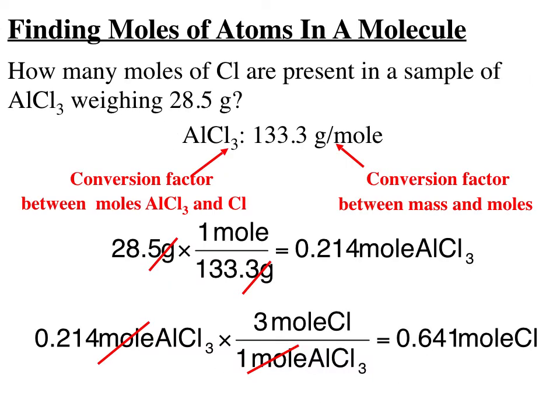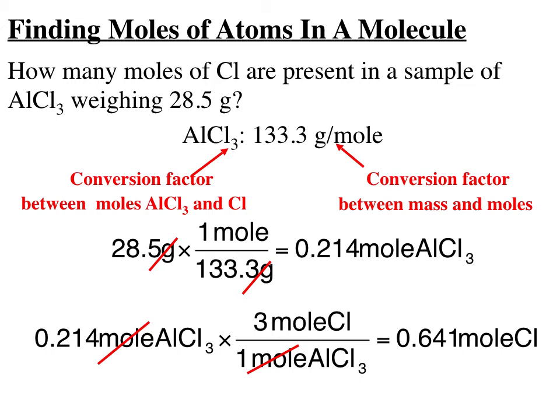Look at how to find the number of moles of a particular atom in a given molecule. So let's suppose we weigh out 28.5 grams of AlCl3. And the question you are posed is how many moles of Cl are present in this sample? One of the pitfalls I see students doing is going to the table, getting the molar mass of Cl, and then just dividing that into the weight of 28.5 and thinking they have found the moles of Cl.